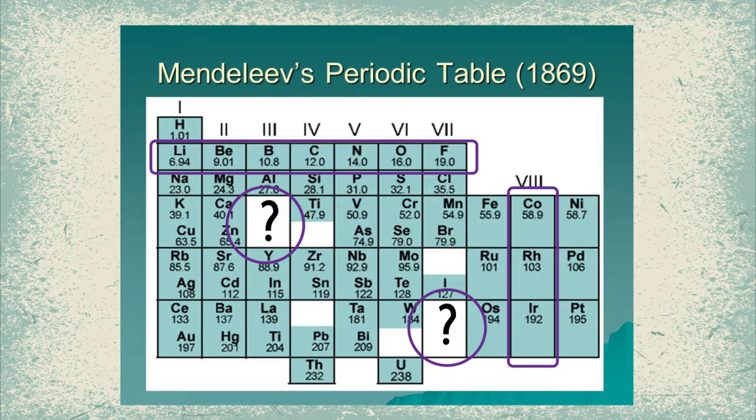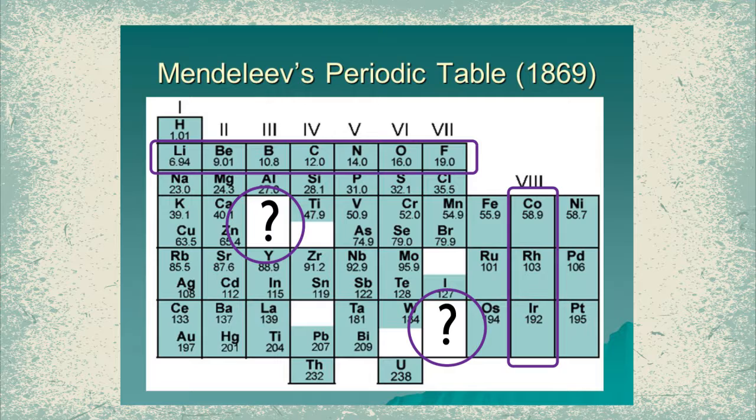He left some vacant places in his table. He stated elements in those places are yet to be discovered. Mendeleev was able to predict the atomic mass and properties of elements of those vacant places even before their discovery. Periodic table of Mendeleev helped in discovery of new elements like germanium. Mendeleev's work can be regarded as very accurate in the absence of knowledge of electronic configuration of atoms.